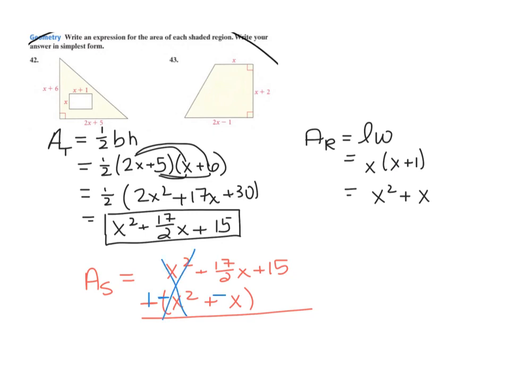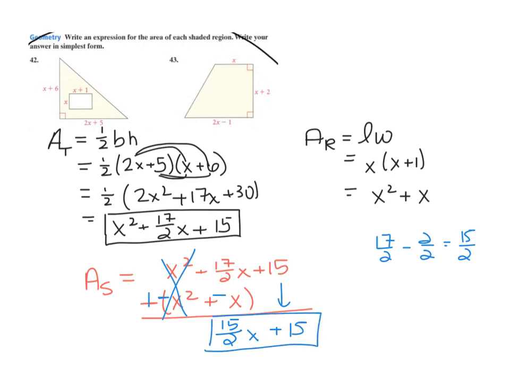So I have no x squared terms. 17 halves minus 1 is really 17 halves minus 2 over 2, or 15 halves. So we have 15 halves x, and then I just bring down that 15, and this is what I'm left with for that shaded region.